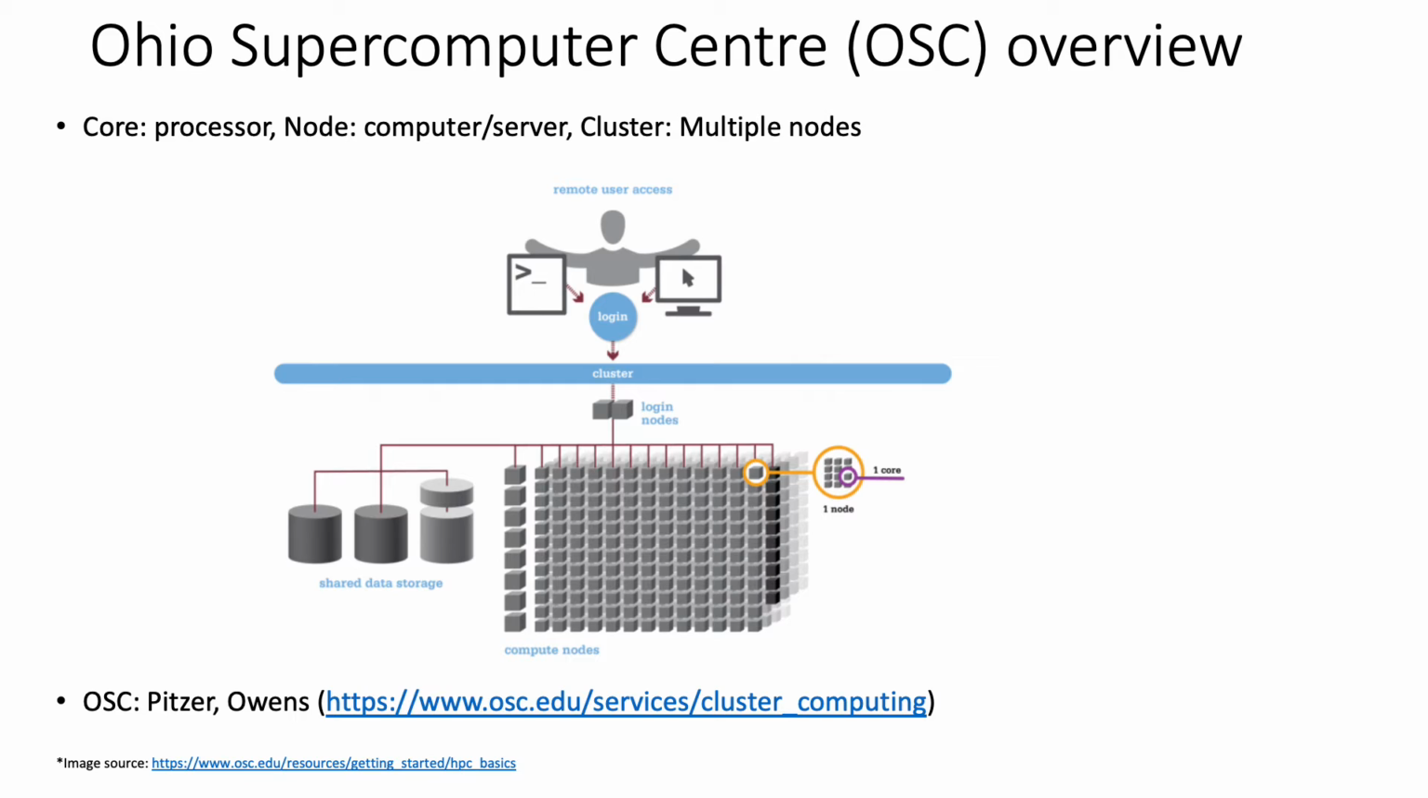First, some terminologies. Core means a processor which is capable of executing instructions. A node is a computer or a server that contains multiple cores, and a cluster is basically a combination of multiple nodes that can coordinate with each other. The figure in the slide gives you an idea of a schema of a typical HPC system. You have your login nodes, the data storage area, and finally the computing nodes.